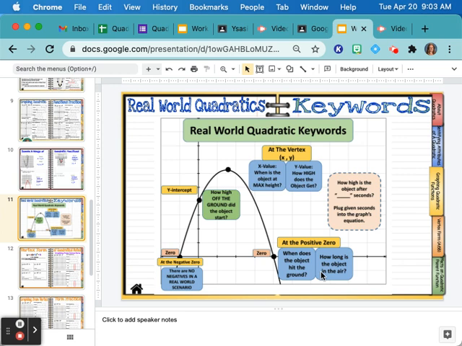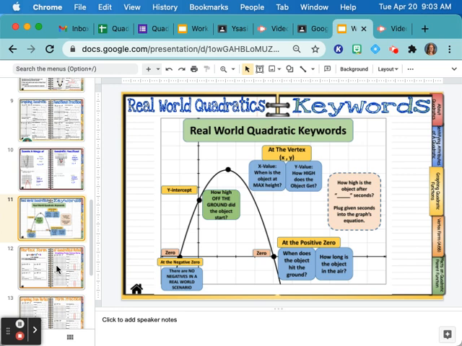So when does the object hit the ground? That would be your x-intercept or your 0. And how long is the object in the air? That would be also your 0, because it's time and then height. I might have said distance a minute ago. I meant to say time.